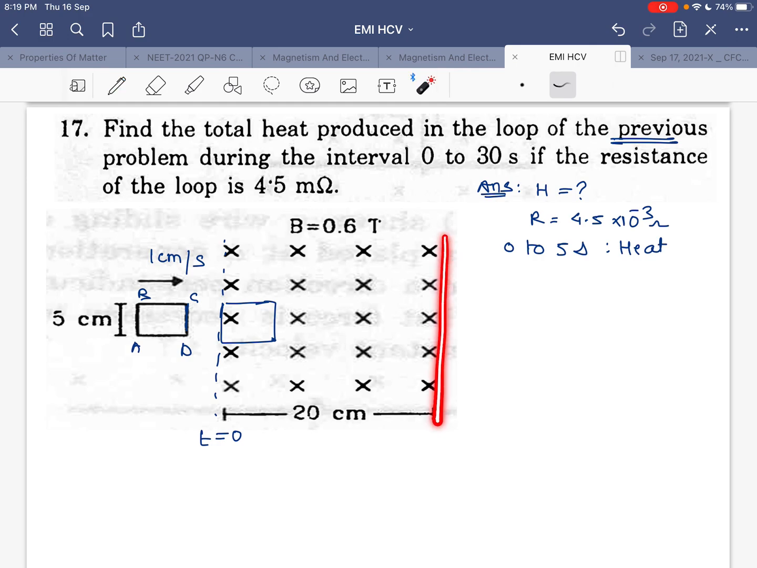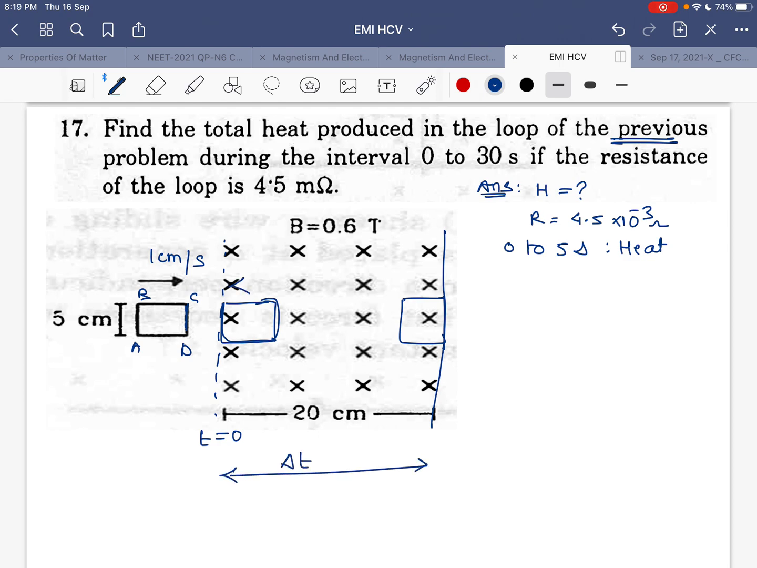Now during further motion, when the loop is completely inside the field, there is no EMF induced as well as no heat produced. So during this part of the journey there is no heat produced. And what is the time interval for moving from this portion to this portion? So the time interval would be distance upon speed, so that is 20 seconds, and after that it again starts cutting the field.